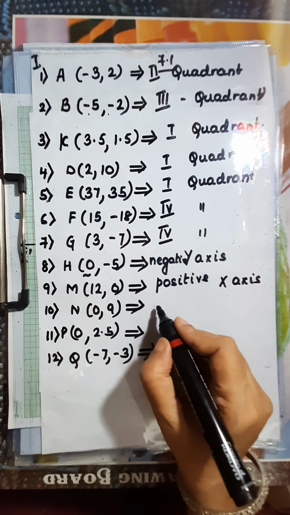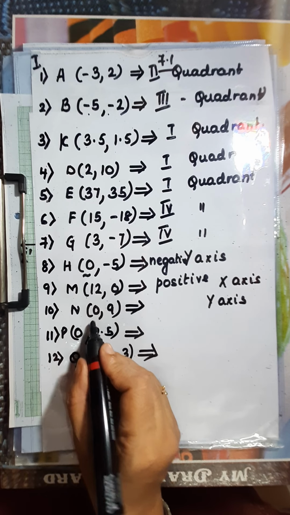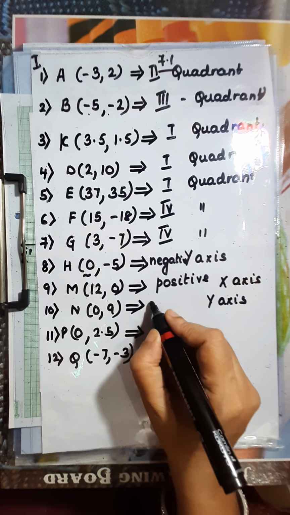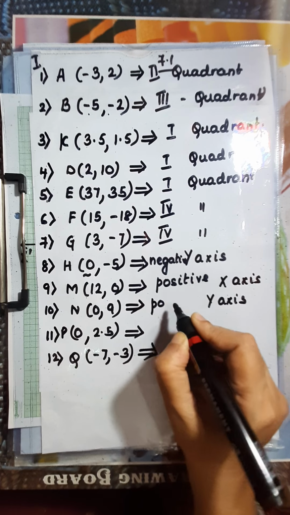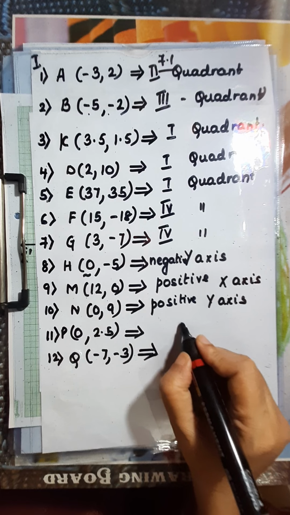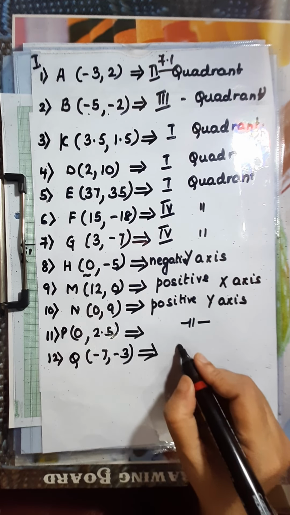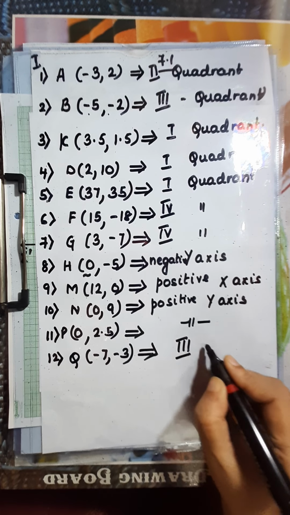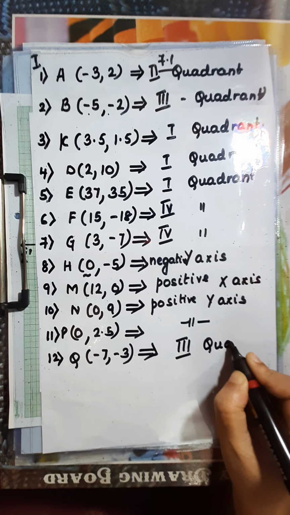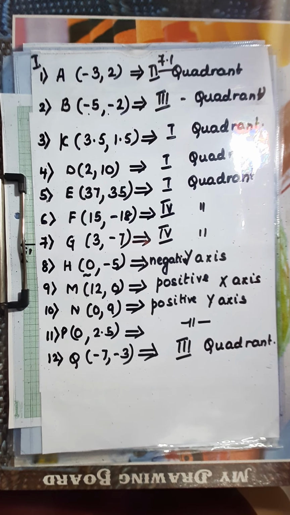0, 9, once again, y-axis, because x is 0, this is there on the y-axis, this is positive y-axis. 0, 2.5, once again positive y-axis. Minus and minus, come on everybody, third quadrant. So it's divided into quadrants and axis, right? So this is my first question. Now see the second question.